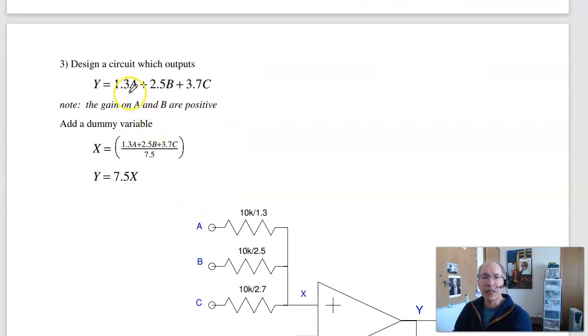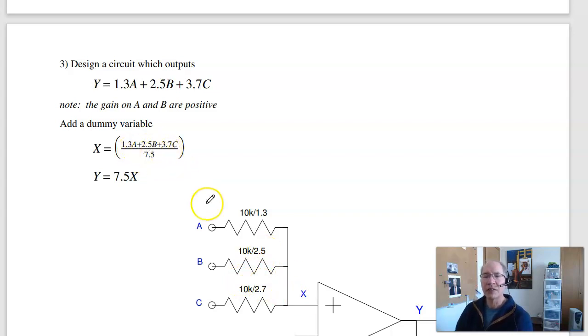Problem 3. Come up with a circuit so that the gain is 1.3A plus 2.5B plus 3.7C. Now there's a whole bunch of solutions. One of them is to form a weighted average. I'm going to use 3 resistors in parallel, and to weight it, I'll pick a number like 10K. The weighting on A is 10K over 1.3. 10K divided by the weighting on B, 10K divided by the weighting on C, gives you X.